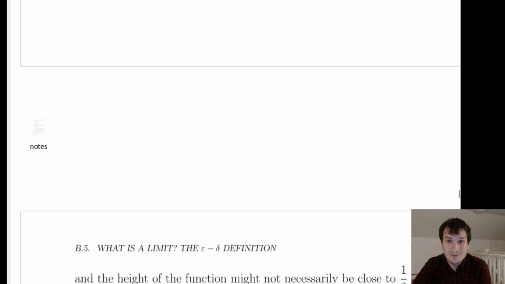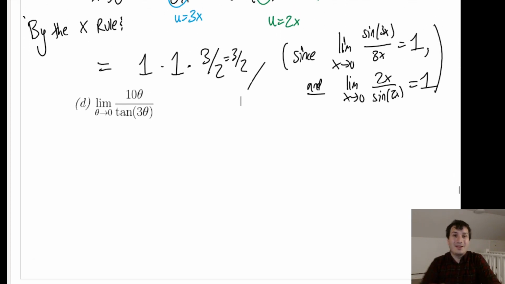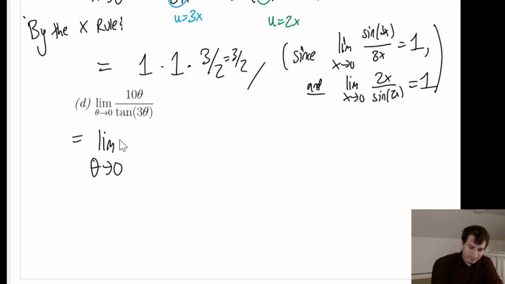Okay, there's one more. It's the last one. The limit as theta goes to 0 of 10 theta over tangent of 3 theta. And tangent, we know, is the same as sine over cosine. So simplifying a bit, this is going to be 10 theta over sine of 3 theta times cosine of 3 theta.